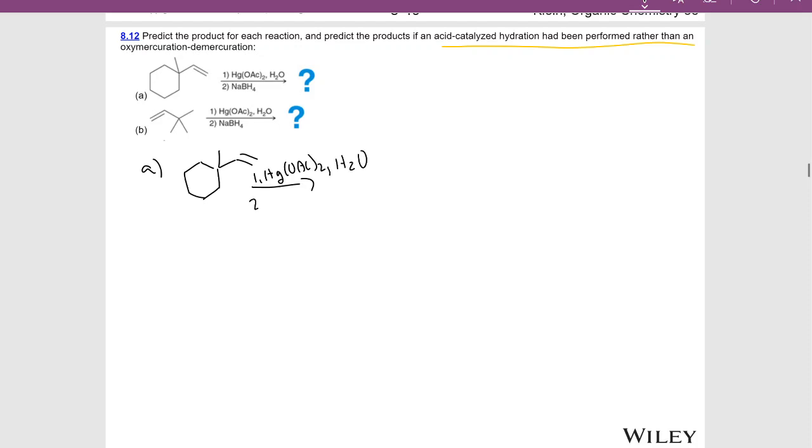Alright, so what are we adding and where are we adding it? We're adding H and OH across the double bond in Markovnikov fashion. So OH goes to the more substituted side and the H goes to the less substituted side.